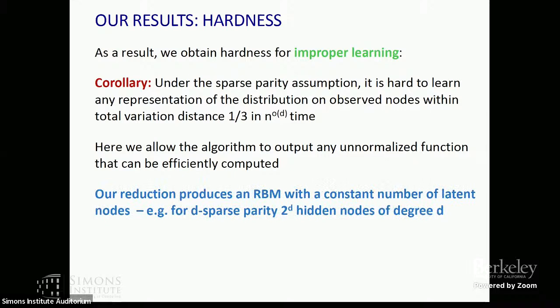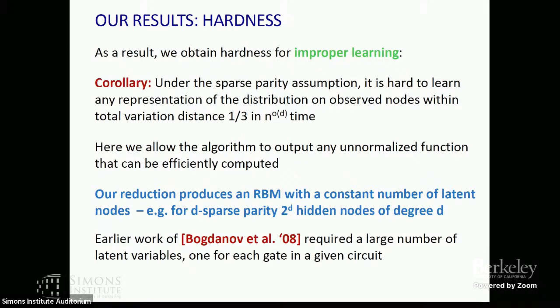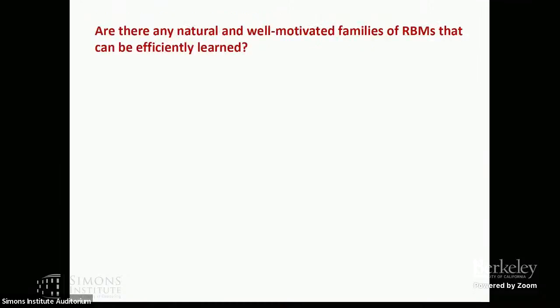In fact, things get even worse, because not only does our reduction from MRFs to RBMs produce bounded degree, but if you start off with a Markov random field that represents the sparse parity with noise, you create an RBM that not only has bounded degree, but it has a bounded number of hidden nodes. So it turns out that learning an RBM, even in this weak notion of improper learning, is hard for constant degree with a constant number of hidden nodes. So that stinks. And in comparison, a lot of the earlier works required a huge number of latent variables, things where the number of latent variables was linear or even larger than the number of observed nodes.